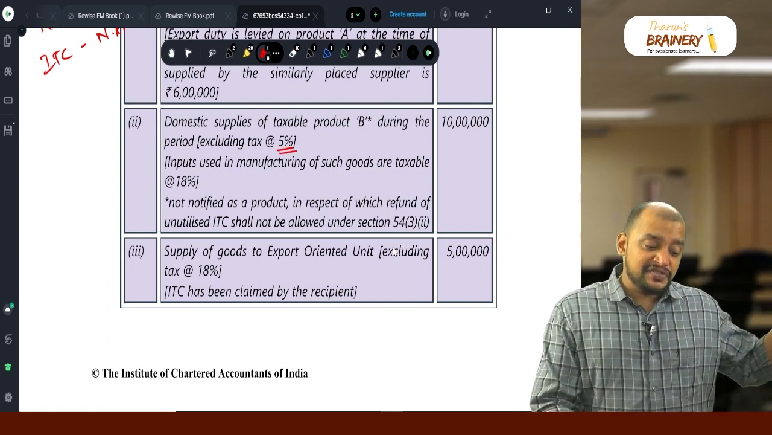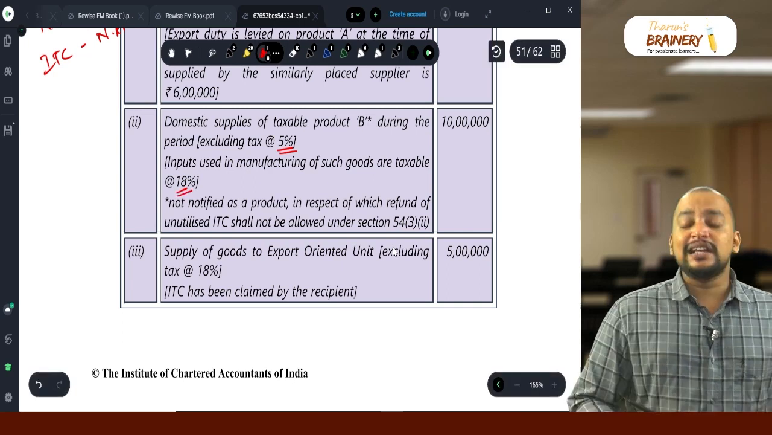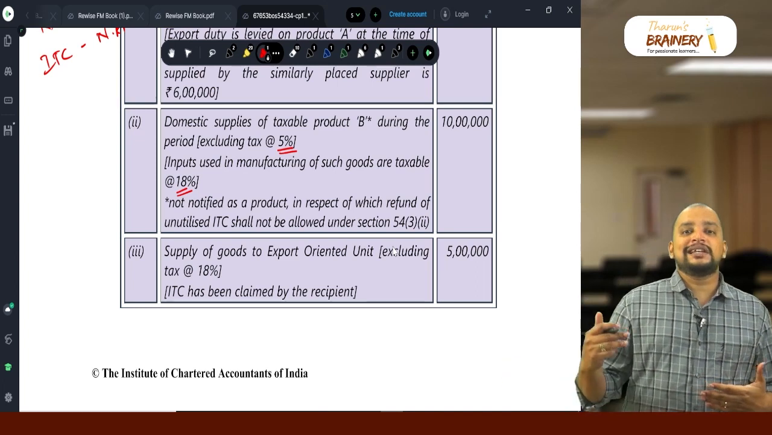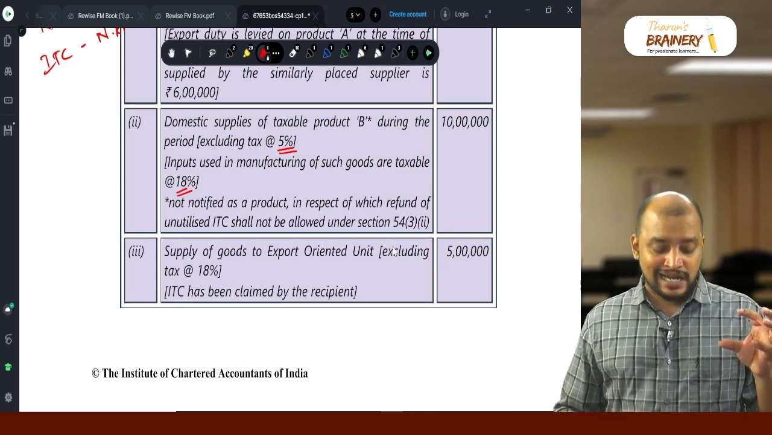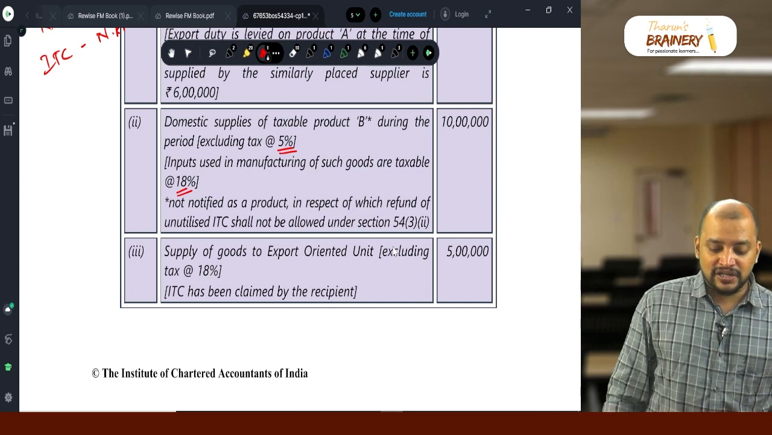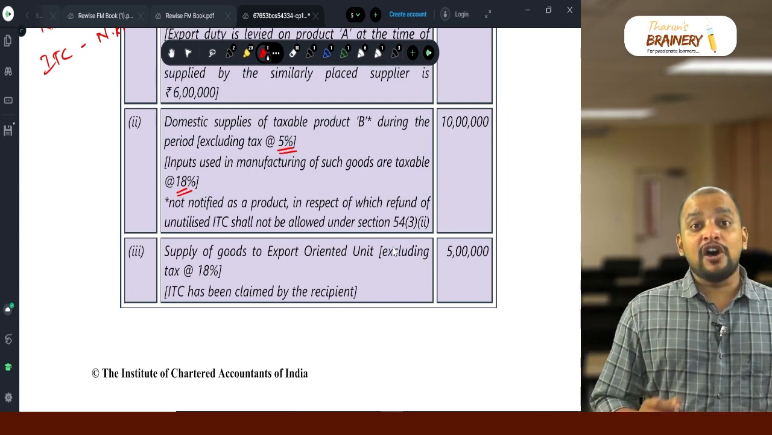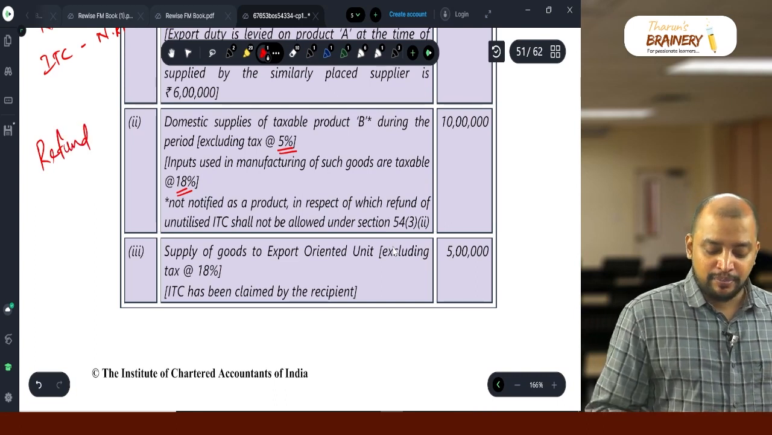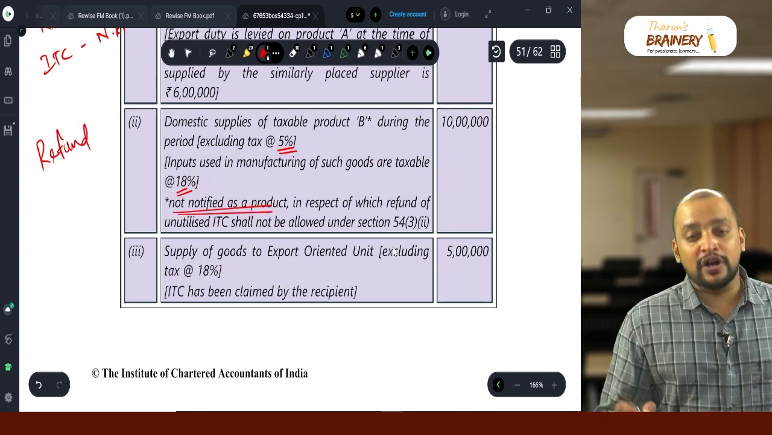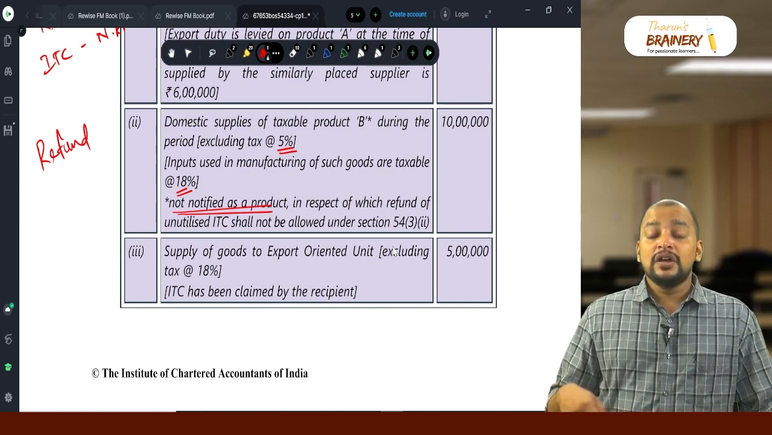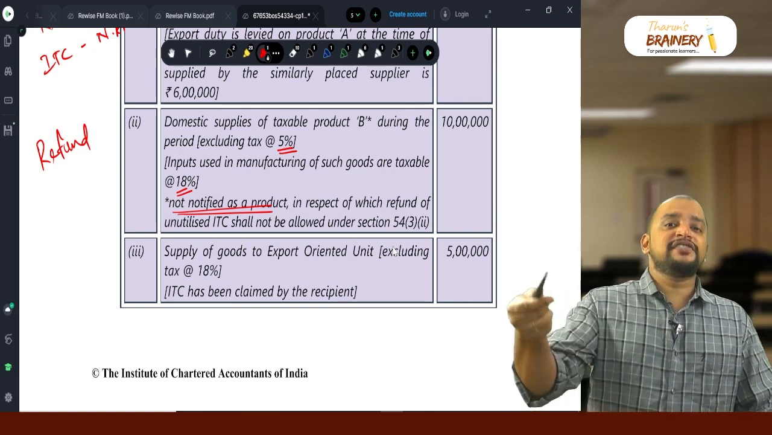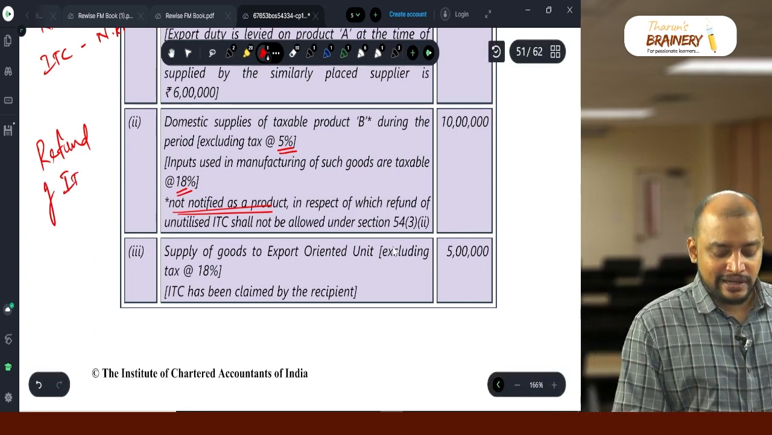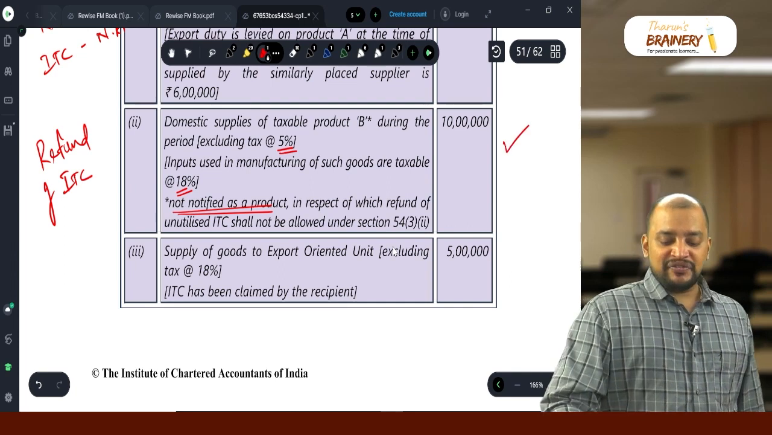5%, whereas the rate of GST on inward supply is 18%. It is known as an inverted tax structure. So when the GST rate on outward supply is less than the GST rate on inward supply, it is known as inverted tax structure. In case of inverted tax structure, refund of unutilized ITC is available, provided it is not a notified product. Yes, it is not a notified product. If it is a notified product, we will not get the refund. It is not a notified product, so we will get refund of ITC. In this case, refund is available.